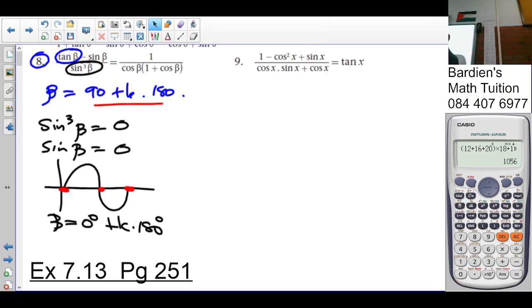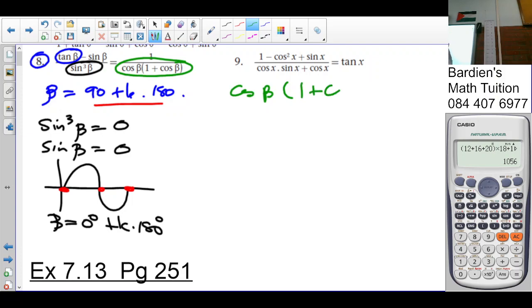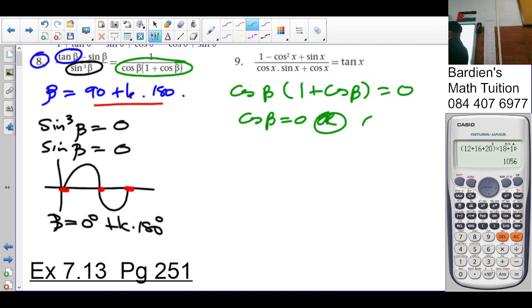So that is that. Then if we look at this part of the equation, it is where cos of beta times (1 plus cos of beta) is equal to 0. Can you see that's now your quadratic, or your zero factor law we can apply? So that's simply where cos of beta is equal to 0, or where cos of beta is equal to minus 1.